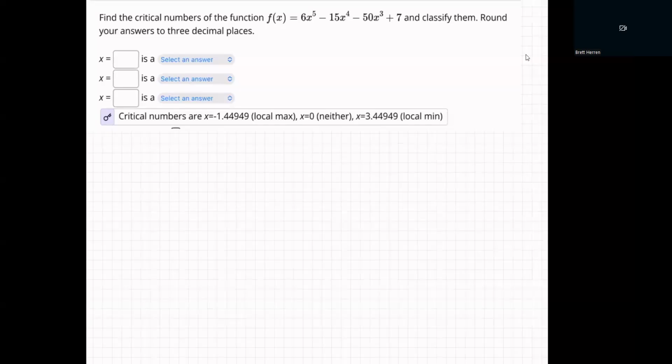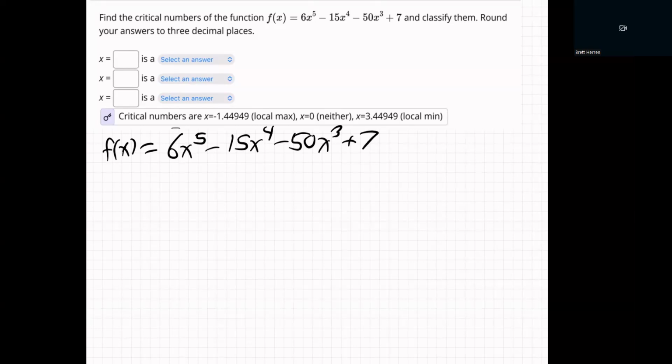Okay, so in this example, they give us this function. Let me bring it down here for us. f of x equals 6x to the fifth minus 15x to the fourth minus 50x cubed plus 7. And they want us to find the critical numbers. And so how do we find critical numbers? Well, it's all about the derivative, isn't it?